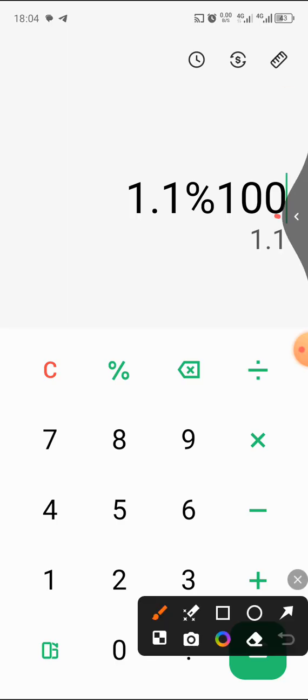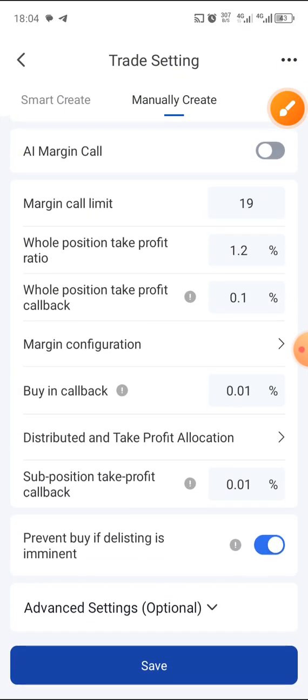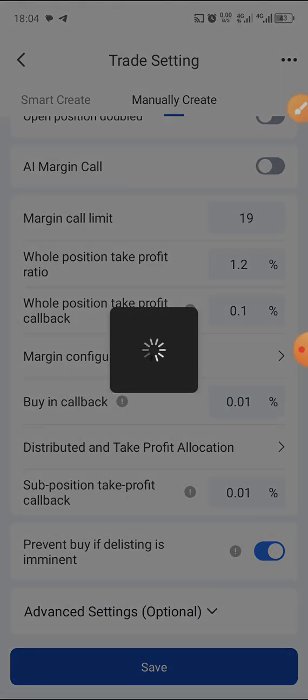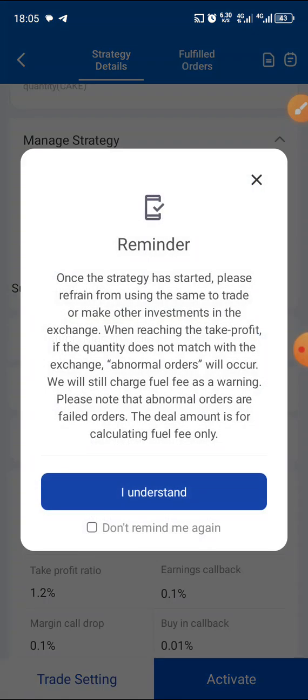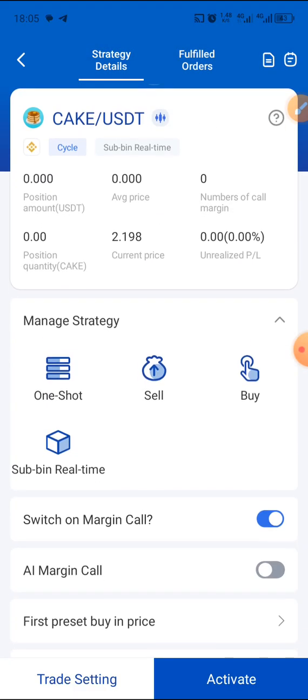So what is 1.1% of the $100? Meaning in each cycle you'll be getting 1.1. But who knows how many times your robot will sell? No one knows. So you click save, then click activate, then click create so that your robot buys.